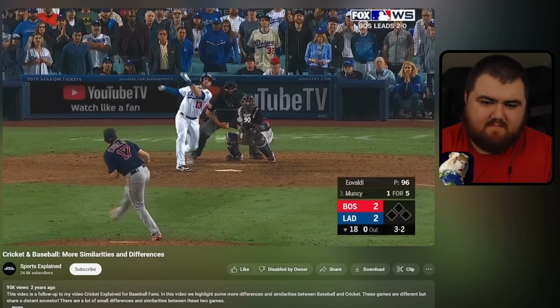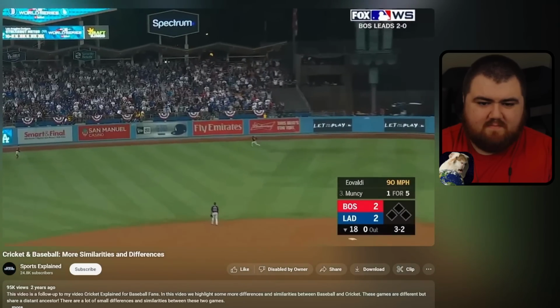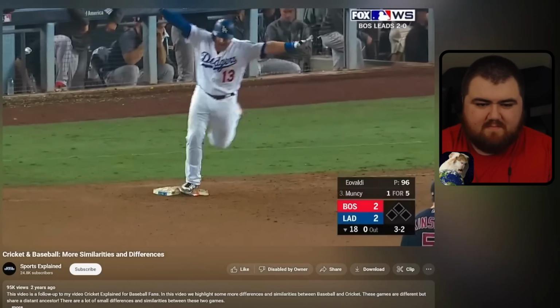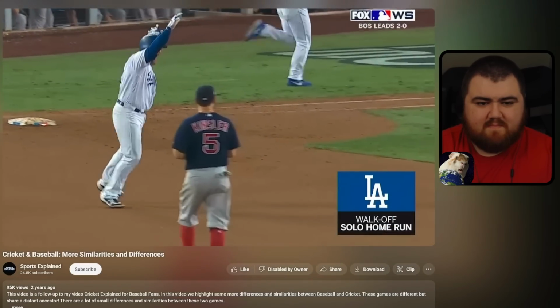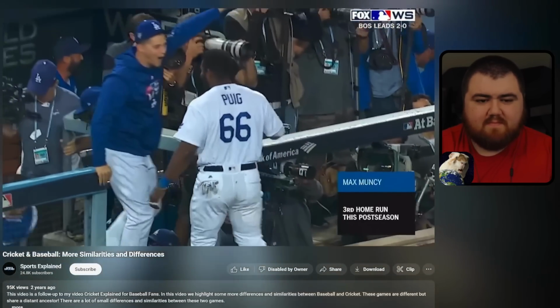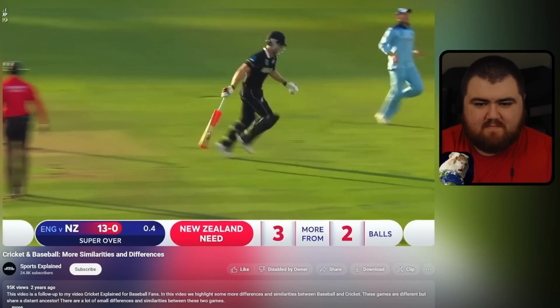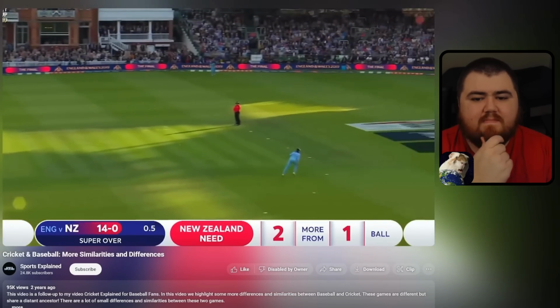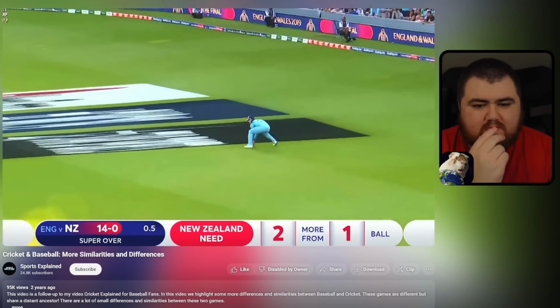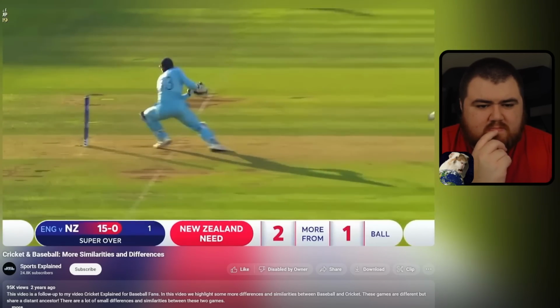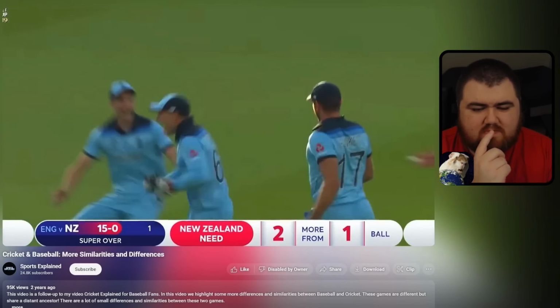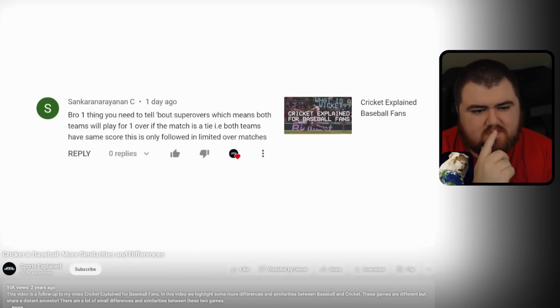In baseball, if the game is tied after the ninth inning, they go on to extra innings, which is where additional innings are played until one team has scored more runs than the other team at the end of the inning. And in limited overs cricket, if the game is tied after the overs limit has been reached after the second innings, they play what are called super overs, which is where each team bats for one over, and they keep doing this until the super over ends with one team having more runs than the other team, just like in extra innings. And a thank you goes out to YouTube user Sankara Narayanan C for pointing this out.